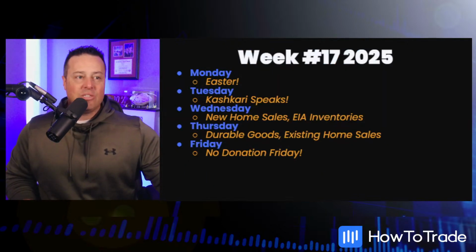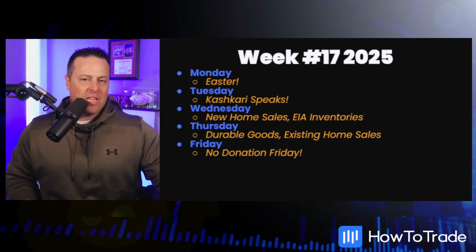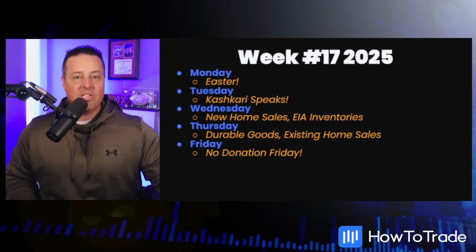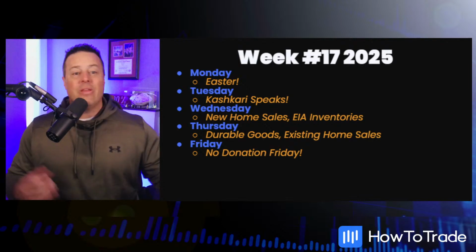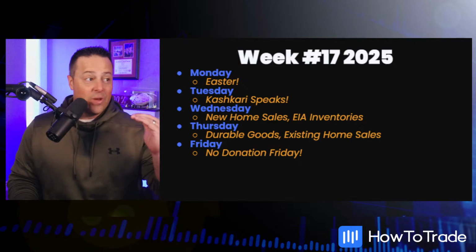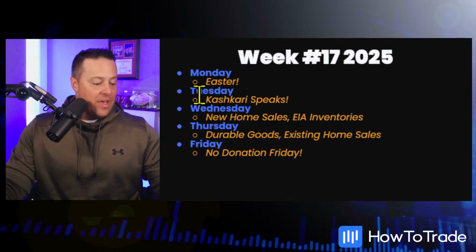Week 17, this is what we're looking at today. Monday was Easter break. That one's in the books. Tuesday, Kashkari, they had Neil Kashkari and a few other FOMC members speaking at the IMF, the International Monetary Fund. We're going to talk about them in just a second. And also Wednesday, new home sales, the EIA inventories, interesting day. Thursday, durable goods, existing home sales, and Friday, no donation Friday. So aside from tariff news and really breaking news events on the geopolitical front, not much going on this week, not much scheduled.